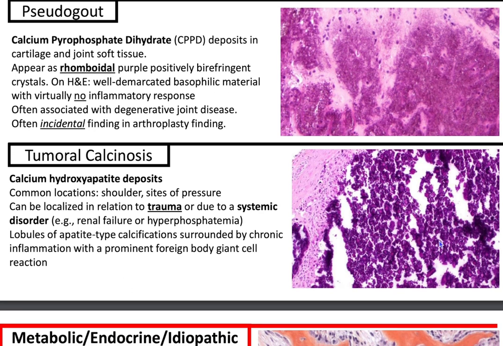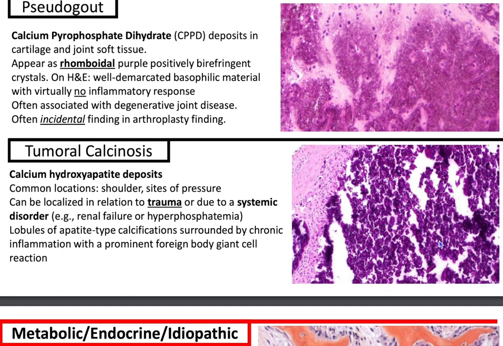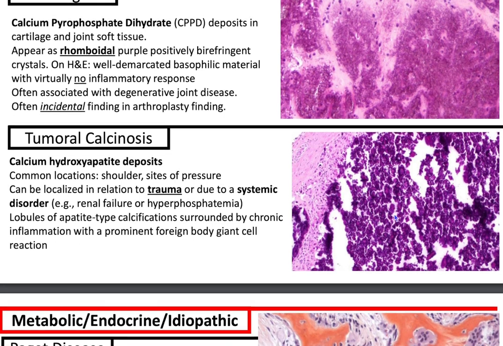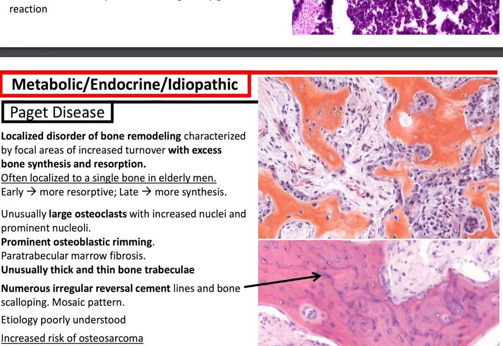Common locations are the shoulder and sites of pressure, and it can be localized in relation to trauma or a systemic disorder like renal failure or hyperphosphatemia. You'll see lobules of these dark apatite-type calcifications surrounded by chronic inflammation with a prominent foreign body giant cell reaction. It reminds me of the crystals, and I think it is the same crystals, if I'm not mistaken, that you see if you get a breast biopsy and they see crystals, and it's not the clear crystals, not the calcium oxalate crystals.